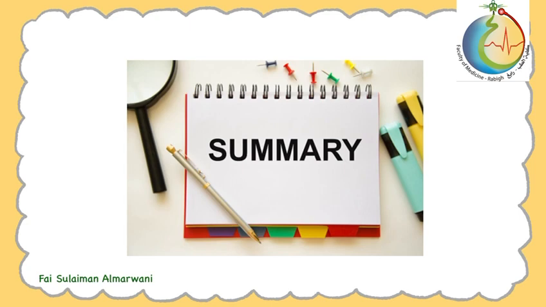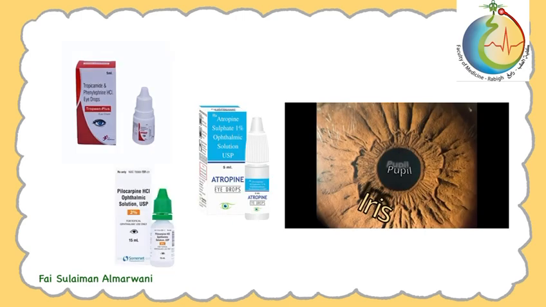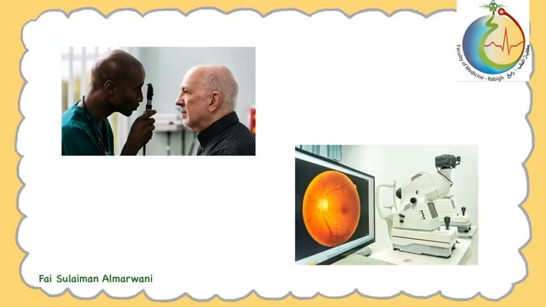The difference between active and passive effect is very important. Active responses are due to direct muscle contraction, while passive responses happen when the opposing muscle is weakened. So by understanding this mechanism, we can see why different drugs affect the pupil in specific ways and how they are used in medical practice.